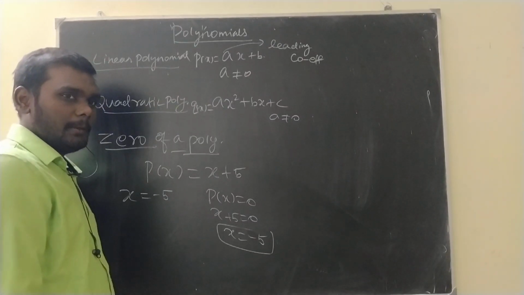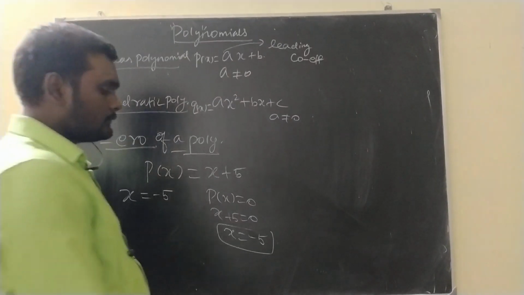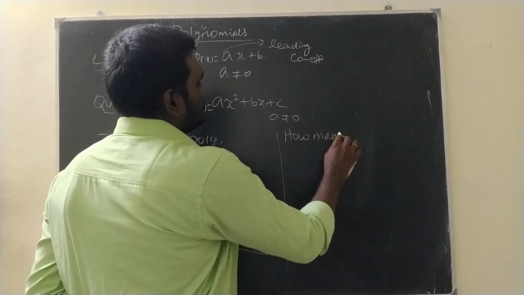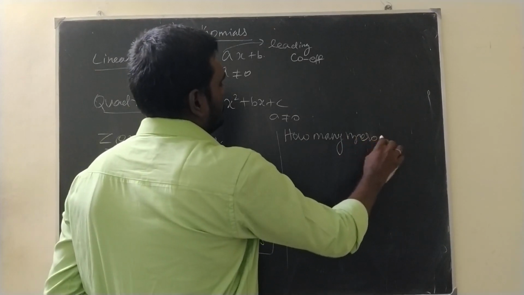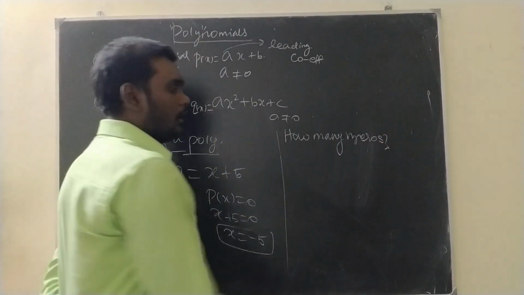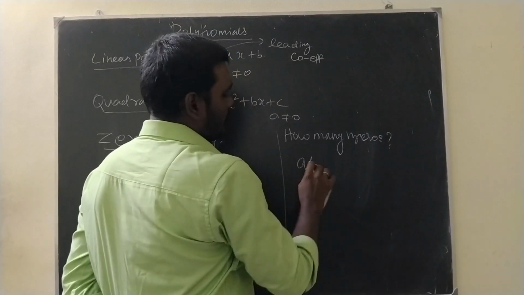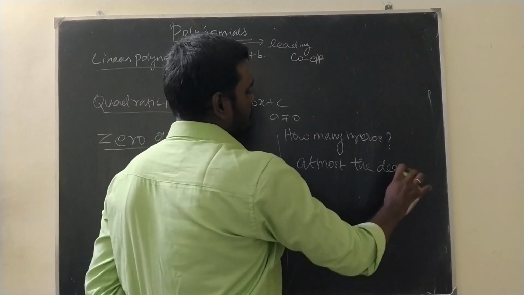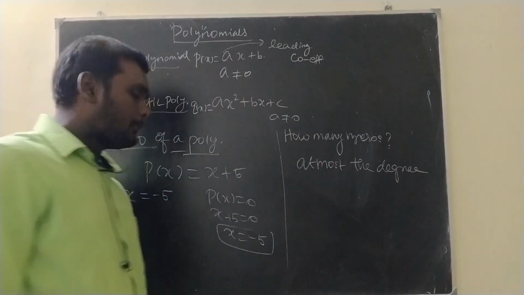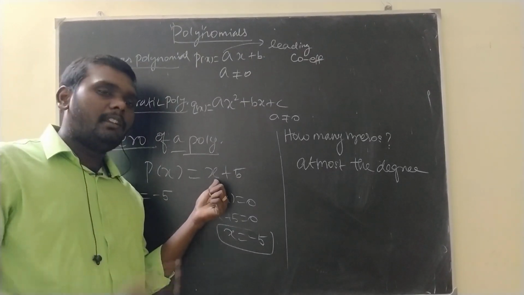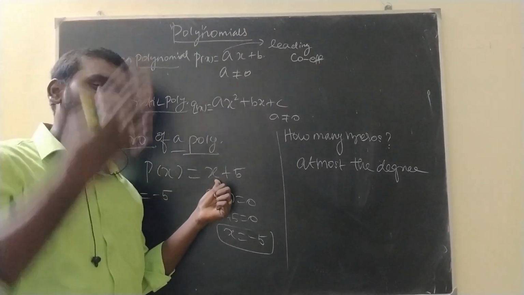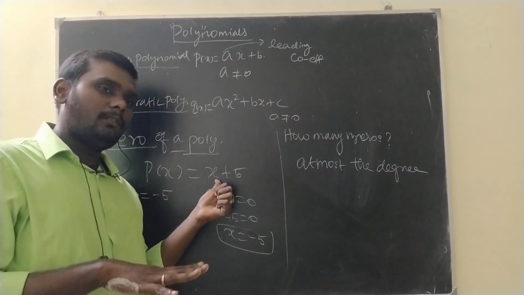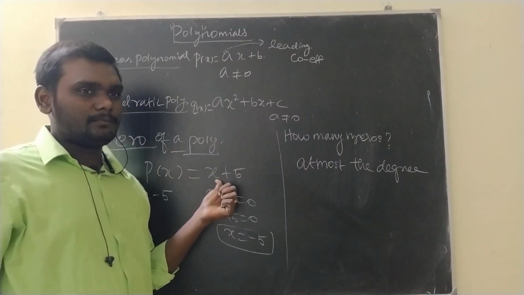Likewise, how many zeros can a polynomial have? At most the degree. What does at most the degree mean? Suppose the degree of the polynomial is 1, it can have at most 1 zero. At most 1 means that there will be no 0 or else there will be 1 zero.